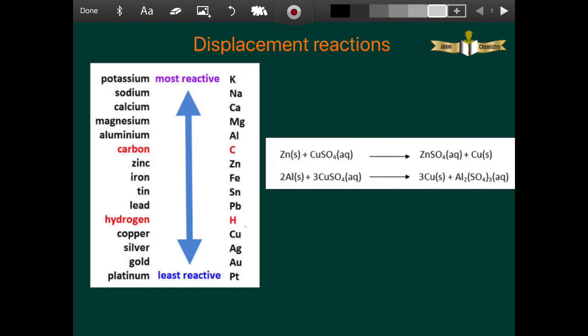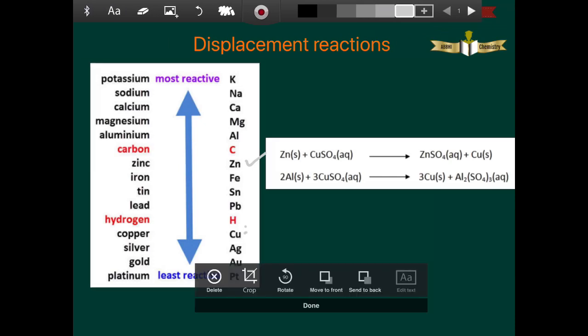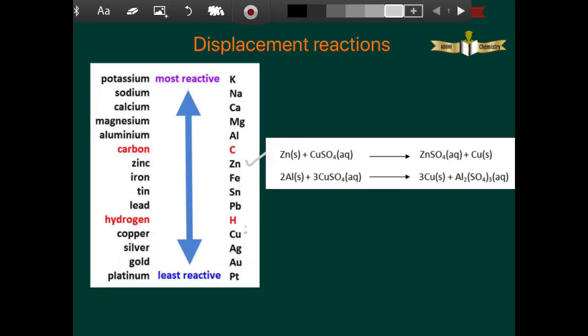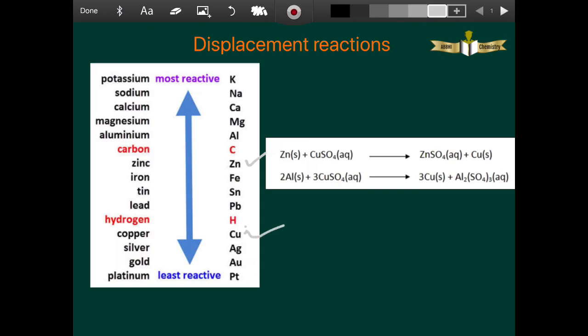Now what do you observe over here? Where is zinc? The zinc is over here. And where is copper? Copper is over here. So zinc is displacing copper because zinc is more reactive than copper.